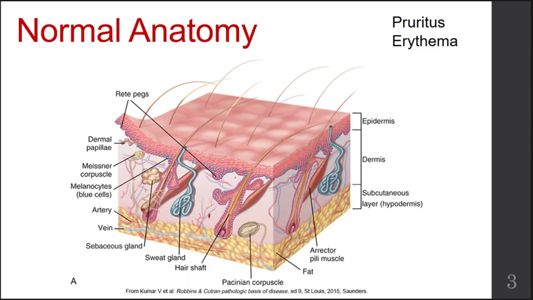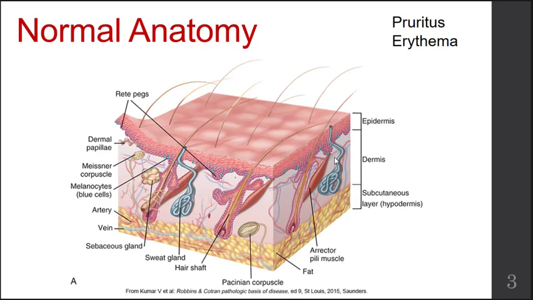First, let's have a really quick look at the normal anatomy of the skin, and what I'd like to remind you of is the three main layers. So the epidermis being that top layer, epi being above the dermis, which is that lower, thicker layer, and beneath that we have the sub, so sub is beneath, cutaneous is the skin, subcutaneous layer, also known as the hypodermis, also meaning below the dermis. And you can see that different structures exist within each layer.